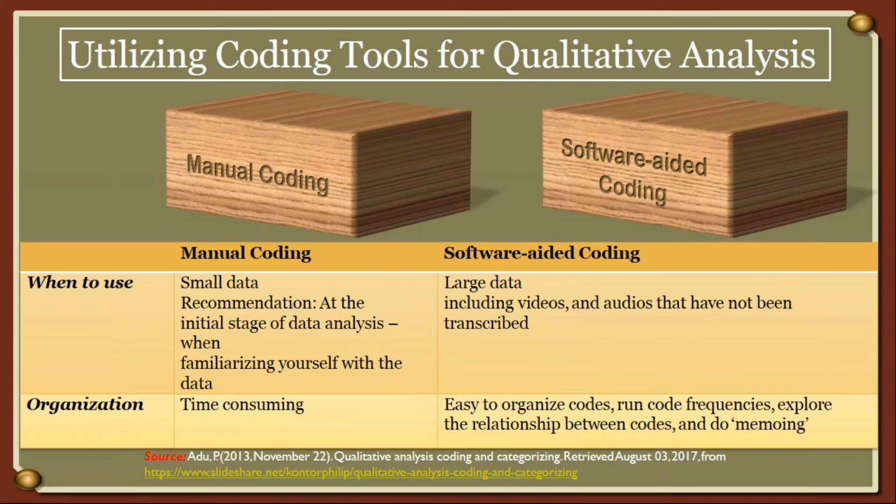In terms of when to use manual coding, if you have small data, then I recommend using manual. You don't have to spend money to buy software. So small data, like you've done maybe two interviews or are dealing with about three participants, or maybe a survey, an open-ended survey that doesn't have a lot of responses, then you can consider using manual coding. But if you have large data, like 10 or 20 participants and 3 pages for each transcript, it's going to be frustrating if you use manual, right?